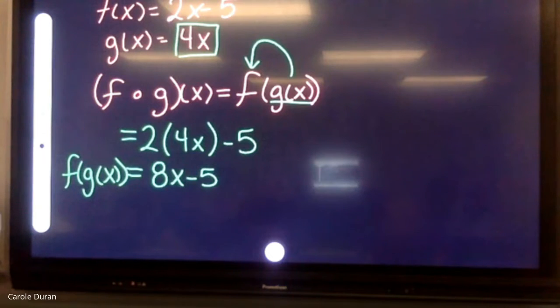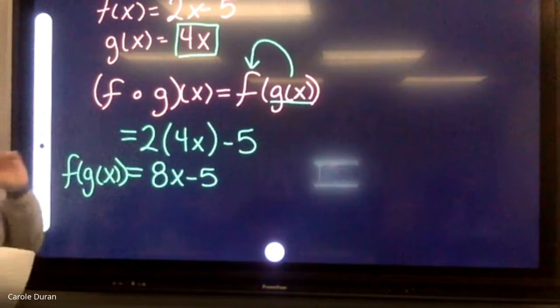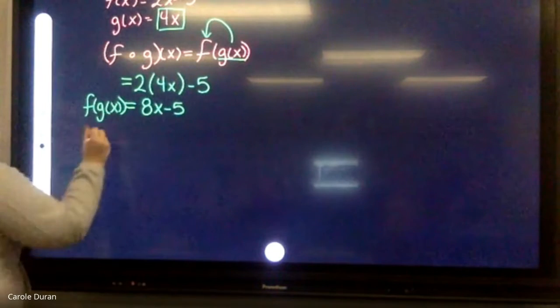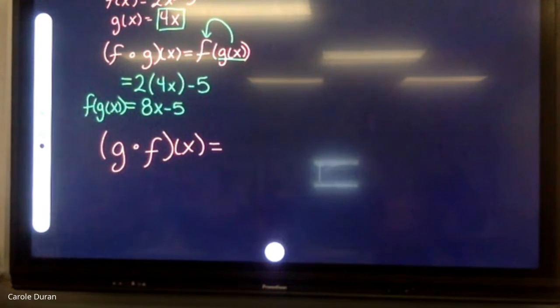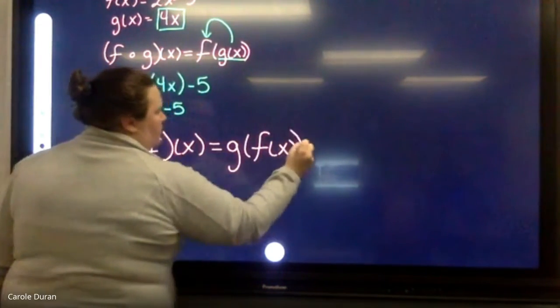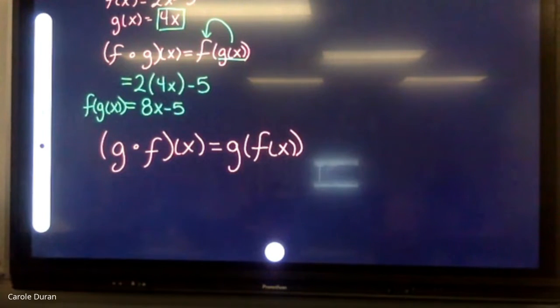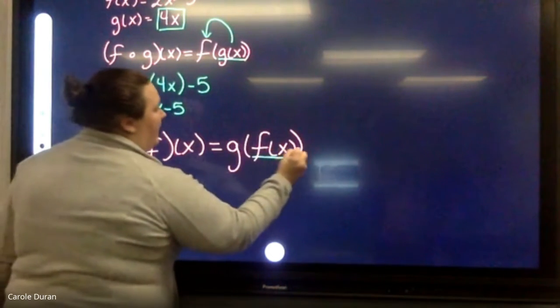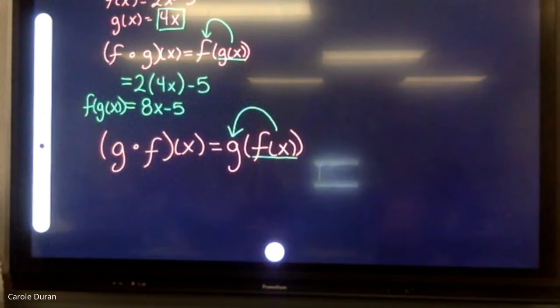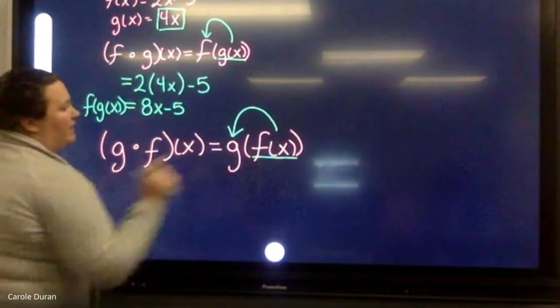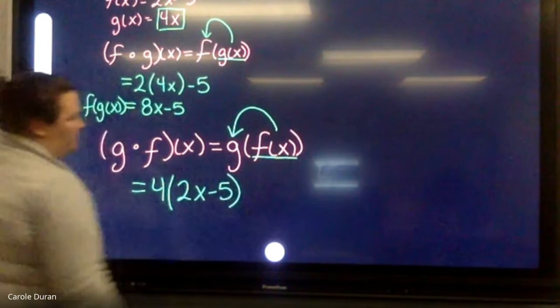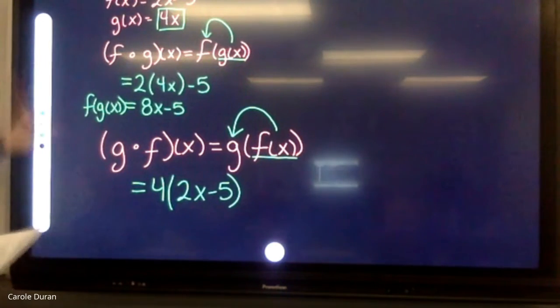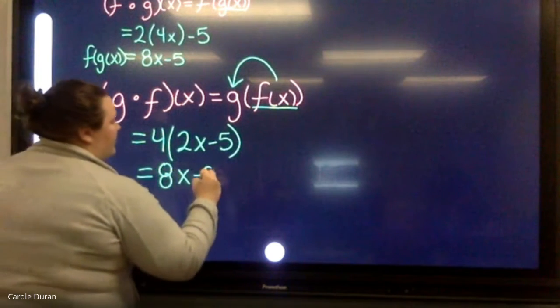So now let's go the other direction. Instead of taking g and plugging it into f, I'm going to take f and plug it into g. So notation-wise, I'm going to do g of f of x. So now f is my inside function and g is my outside function. I always like to underline my inside function and draw an arrow going to my outside function. That way we remember the order in which it's being plugged in. So every variable in my g function will be replaced with the entirety of my f function. So this will become 4 times the entire f function, 2x minus 5. Just like before, I would simplify this out, and it will become 8x minus 20.